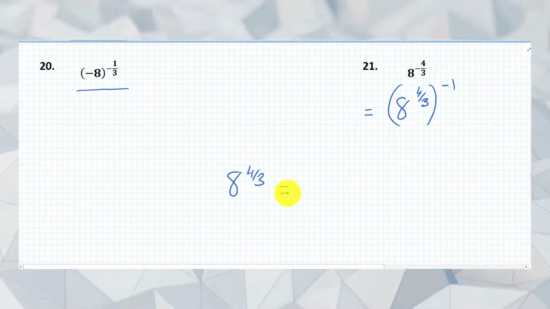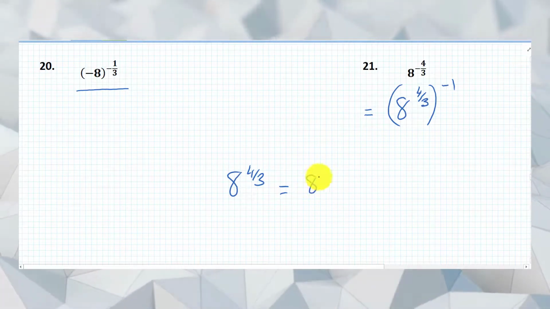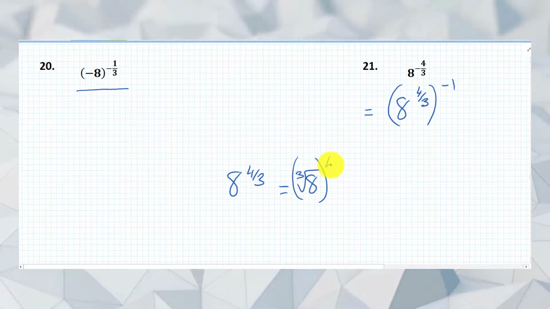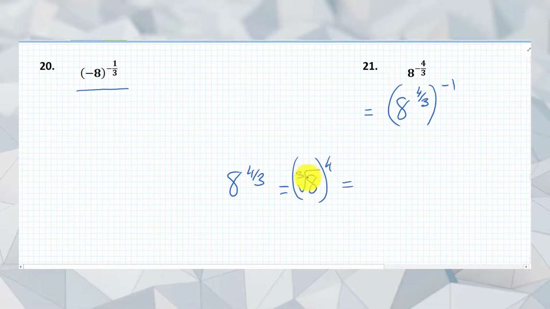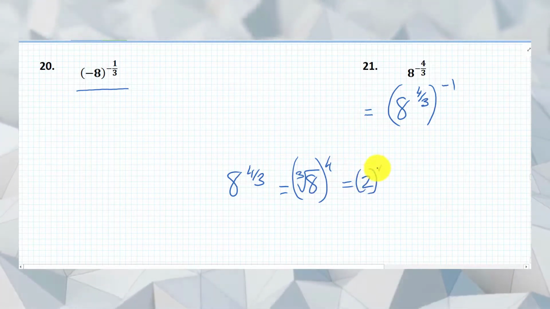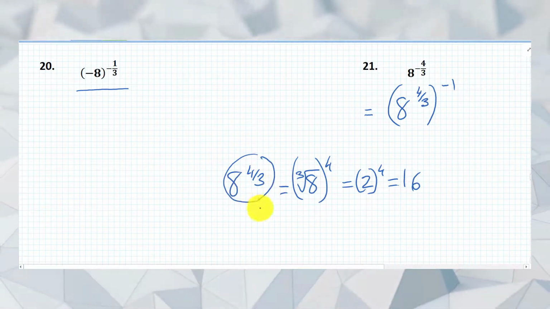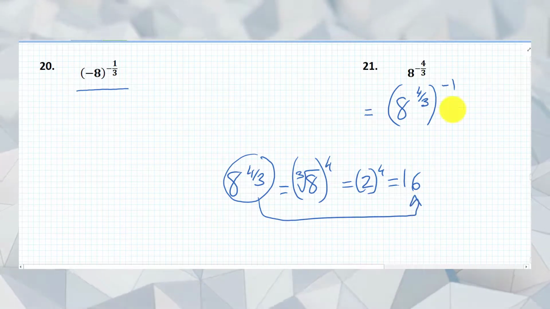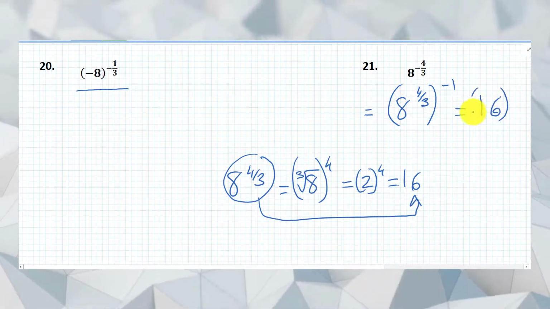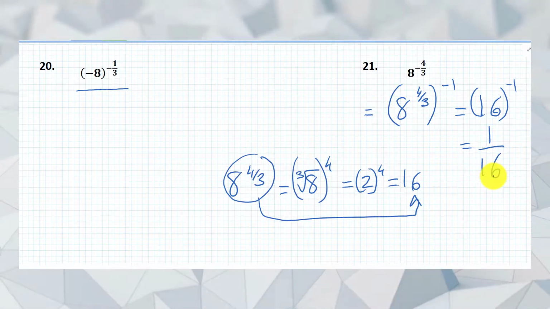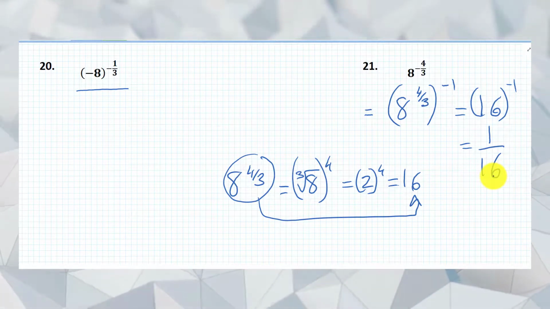We've done that in the previous video. This is the cube root of 8, 8 to the 1/3, to the power of 4. The cube root of 8 is 2. 2 to the power of 4 is 16. Okay, so 8 to the 4/3 is 16. So this is 16 to the negative 1, just 1/16. That's it. Don't go too fast. It's not too difficult. Let's move on.